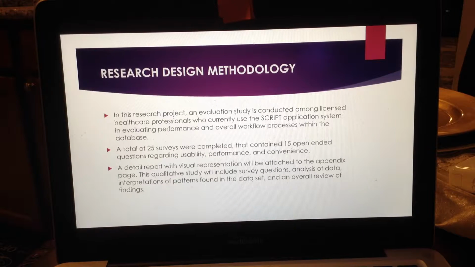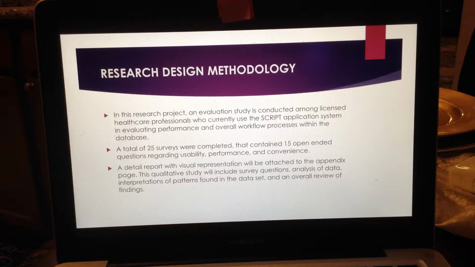For the research design and methodology, the different providers that are using the system will be incorporated in the project. A total of 25 surveys were completed. They contained 12 to 15 open-ended questions regarding usability, performance, and convenience. Then I created a detailed report giving a visual representation of the qualitative study and the data I analyzed.